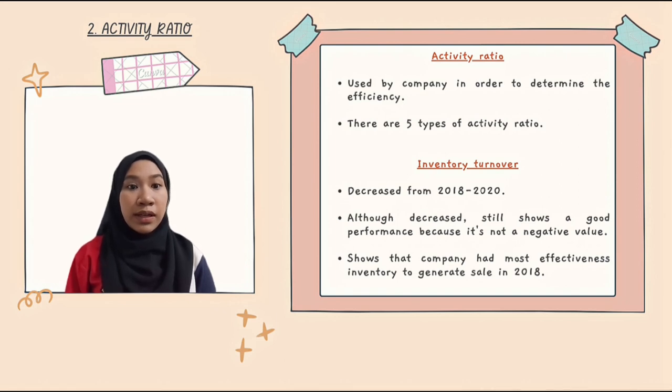Activity ratios are used by the company to determine their efficiency. There are 5 types of ratio in activity ratio. Number 1 is inventory turnover. We can see that the company's inventory turnover decreased from 2018 to 2020. Although it decreased, it still shows a good ratio performance because the value is not negative. Therefore, it shows that the company used inventory most effectively to generate sales in 2018.